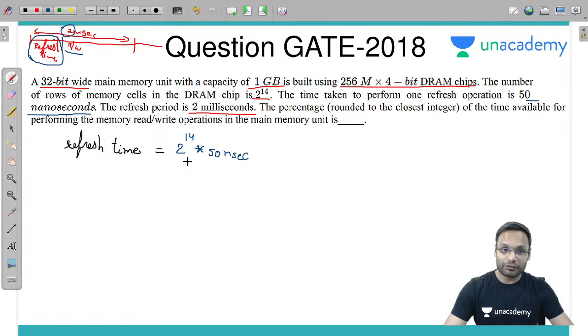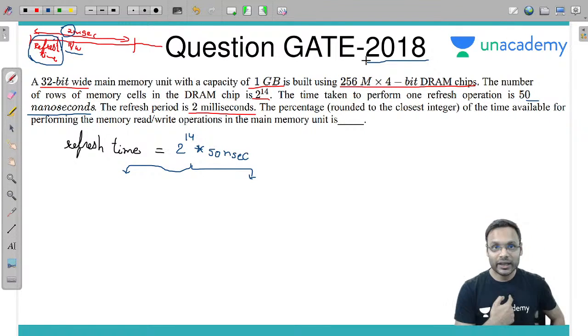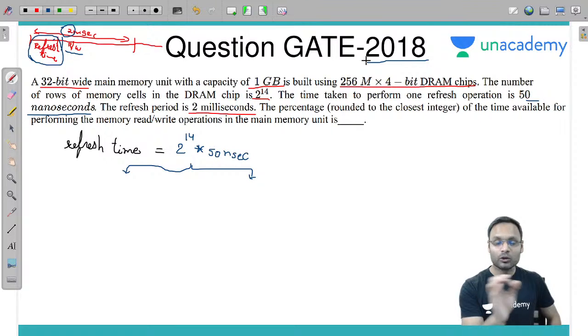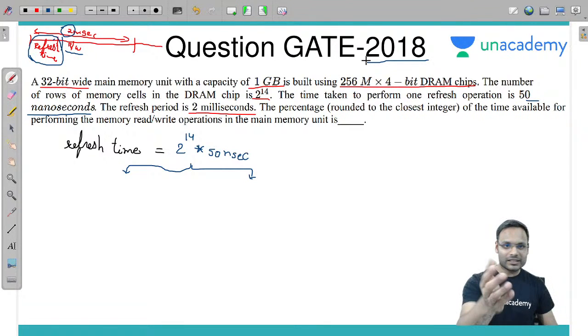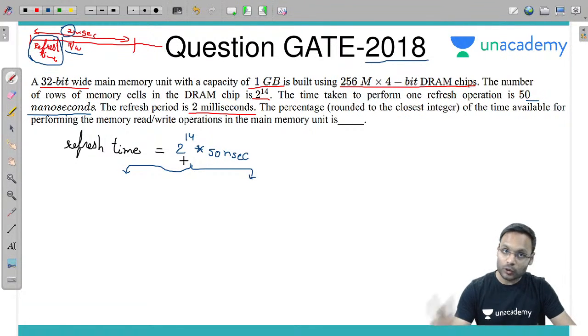Okay, if this is the refresh time, there are two types of solutions possible from here. This particular paper, GATE 2018, I have written, and I claimed 440 rank in it. I solved this particular question in the GATE exam and got 440 rank. Of course, I was able to solve such questions, and I will tell you how I solved this one. So here there are two options.